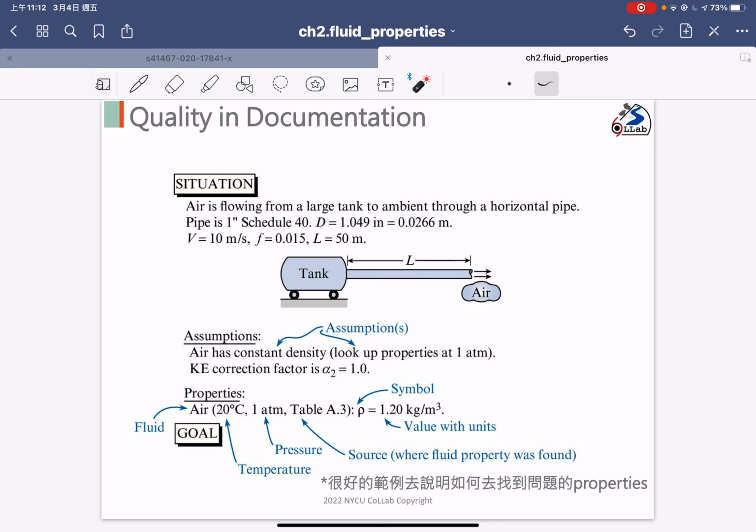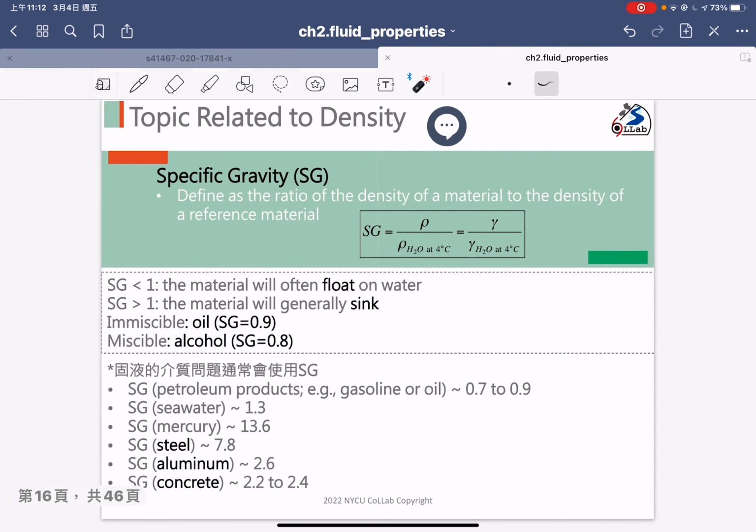Okay, so for our case, I already uploaded the table, appendix 3, on the E3 website, so you can download it by yourself. This slide just introduces the specific gravity, and usually the equations are shown here. You just look for your gamma and the density for your material, and divide by the density of the water, or divide by the gamma of the water at 4 degrees.